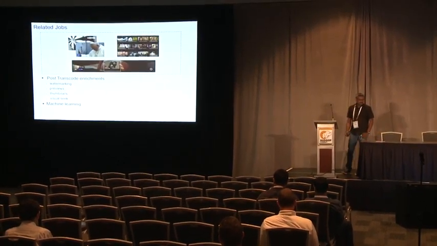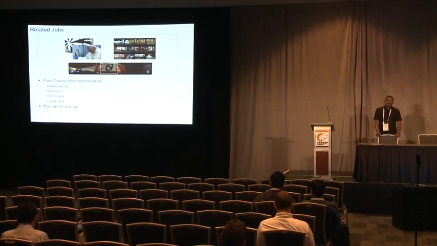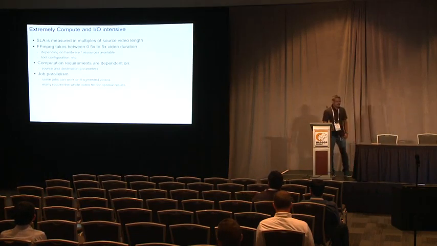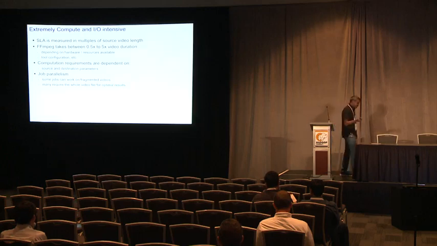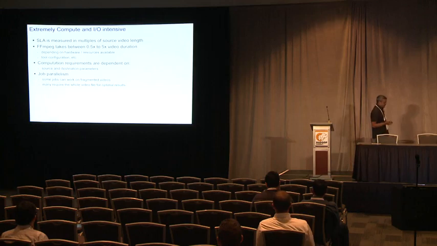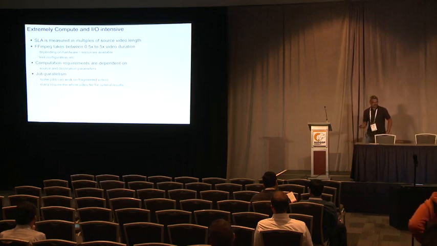Apart from these, there are also enrichments, which are like watermarks, previews, thumbnails, visual seek, and then of course there are a few machine learning jobs. And all of these are extremely I/O and compute intensive. So much so that the SLA is measured in multiples of the source video length. For example, FFmpeg takes anywhere between half X to about 5 times the video duration. It of course depends on the configuration of the tool and resources available. And the computation requirements are extremely source and destination sensitive. As to the parallelism, there are some jobs which can be done on fragmented videos, but many of them require the whole file to be present for optimal results.